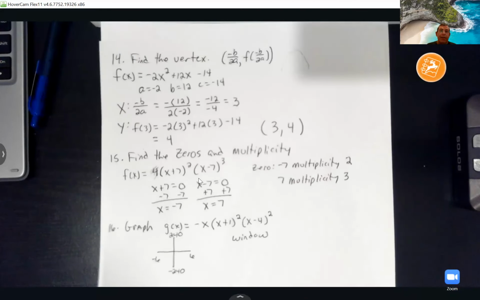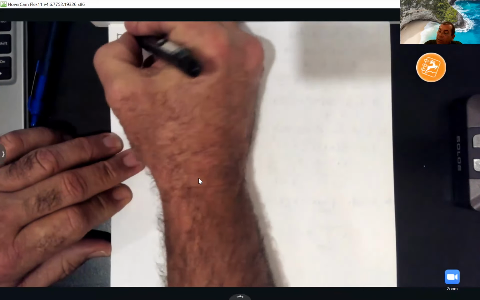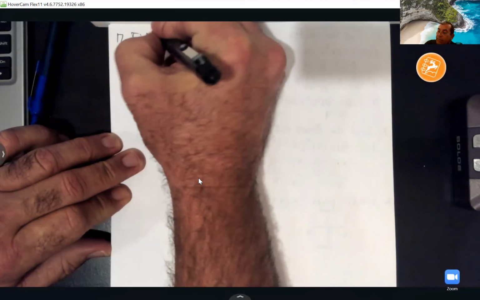All right, y'all, let me see. Number 17, find the vertical asymptotes.